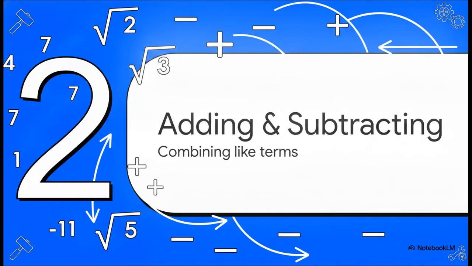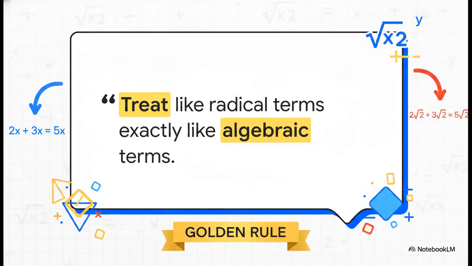Moving right along to section 2, adding and subtracting radicals. Let's start combining those like terms and building up our toolkit. Okay, here is the absolute golden rule. If you are comfortable adding basic algebra, you already know how to add radicals. Seriously, it's that straightforward. We treat like radical terms exactly like we treat like algebraic terms.